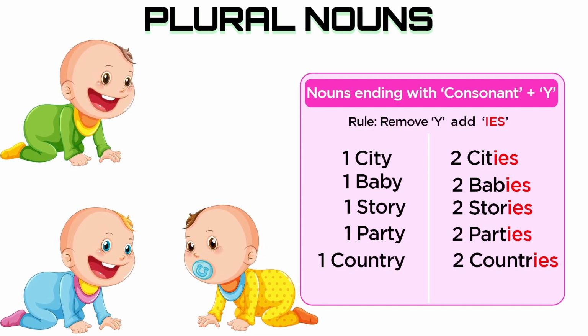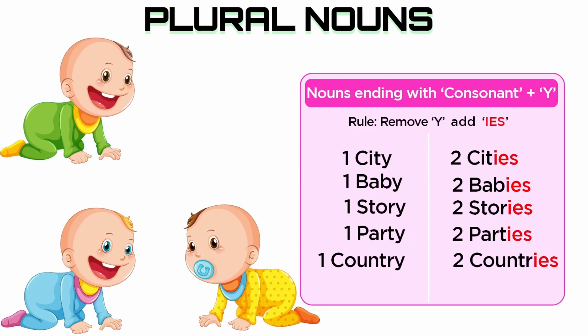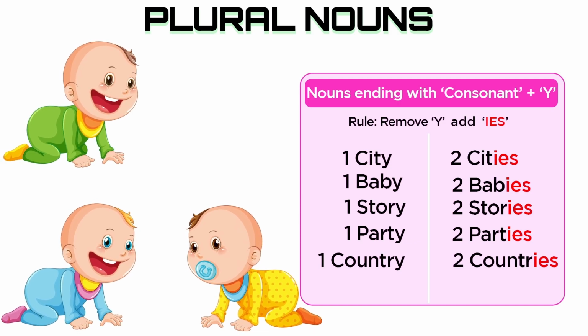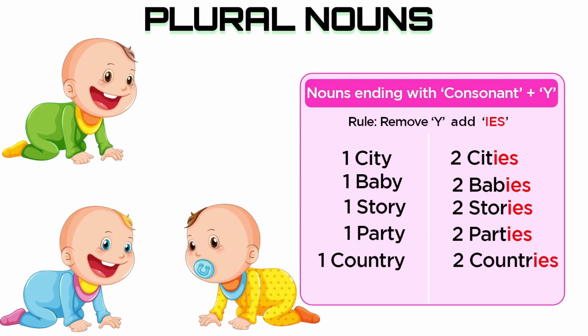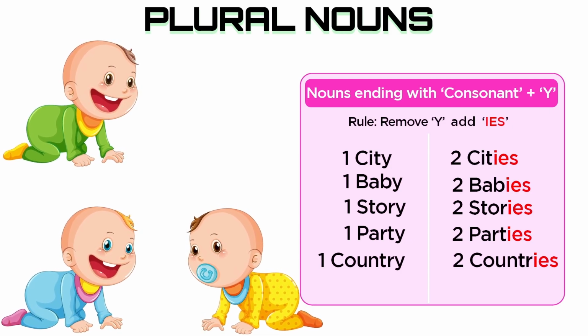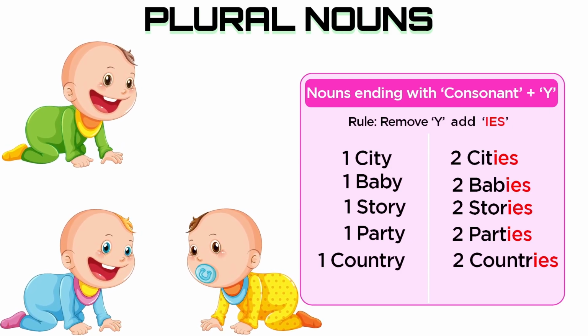More examples. One city, two cities. One baby, two babies. One story, two stories. One party, two parties. One country, two countries.